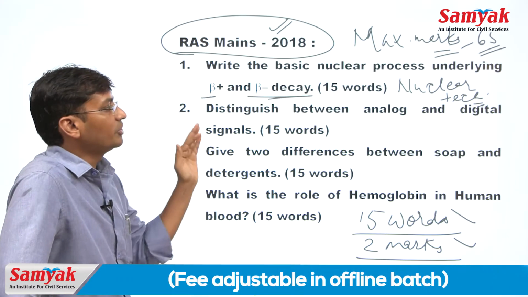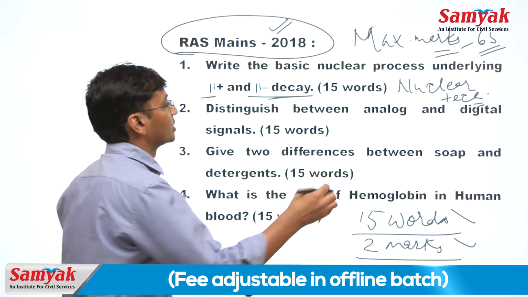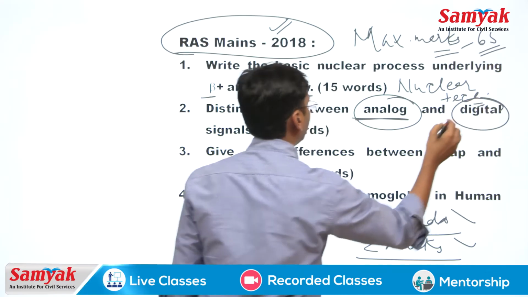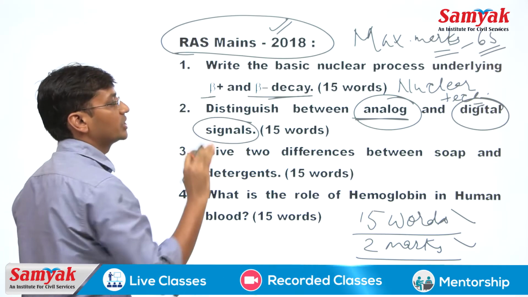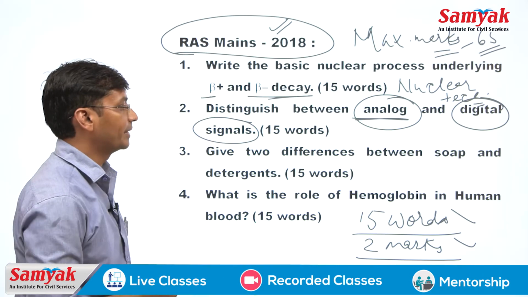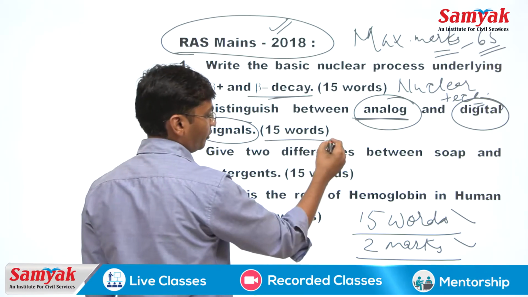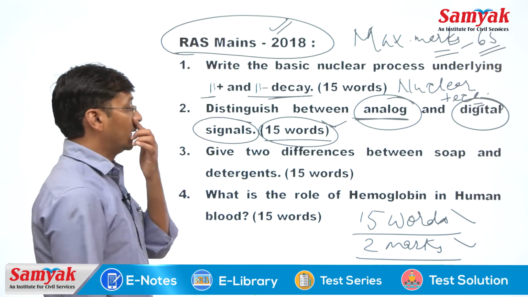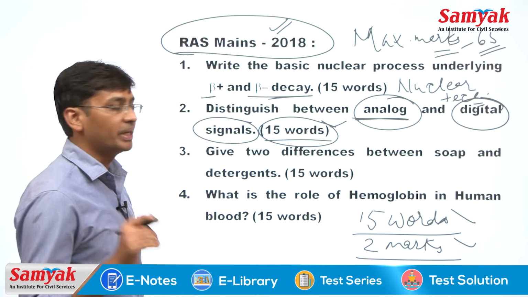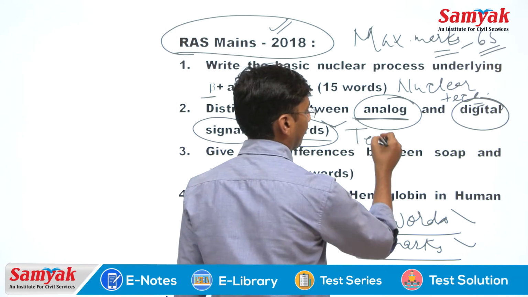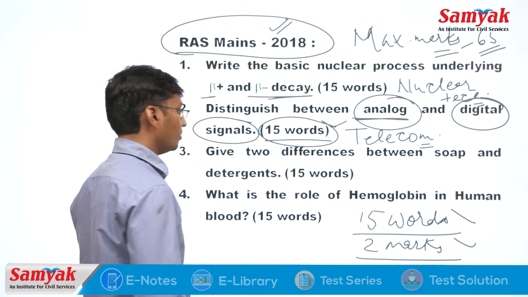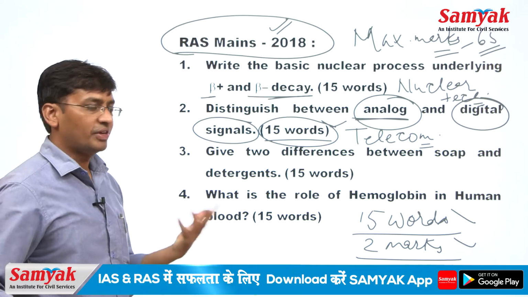Second is, distinguish between analog and digital signals, okay. So, 2 types of signals, analog signals and digital signals. You have to distinguish between both of the signals, and it carries a weightage of 2 marks, and you have to answer this question in 15 words. This question is from the topic telecommunications, or the electromagnetic waves, one can say.